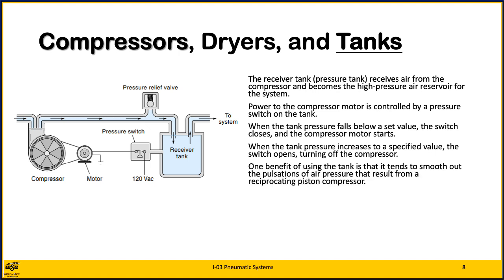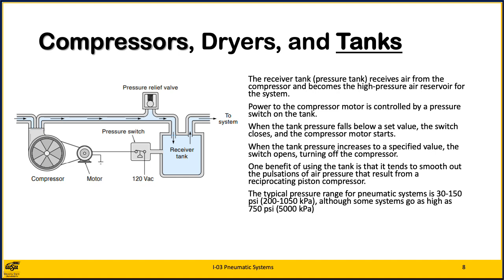One benefit of using the tank is that it tends to smooth out the pulsations of the air pressure that result from a reciprocating piston compressor. The typical pressure range of a pneumatic system is 30 to 150 psi, which is 200 to 1000 kPa, although some systems go as high as 750 psi or 5000 kPa.